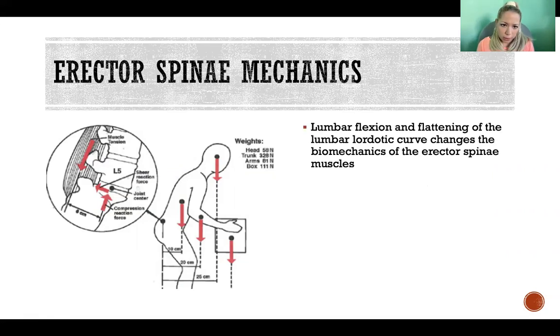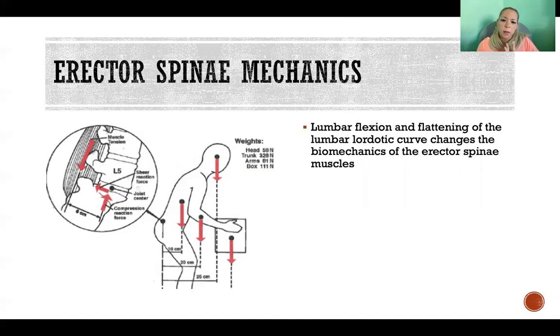So erector spinae, that's the whole group of muscles going all the way from your sacrum to the base of your skull. They're also called the paraspinals, and that includes all those different muscles going all the way up and down the spine. Their primary action is extension of the spine, but depending on which one and on which side, they might also cause some lateral flexion and so on.